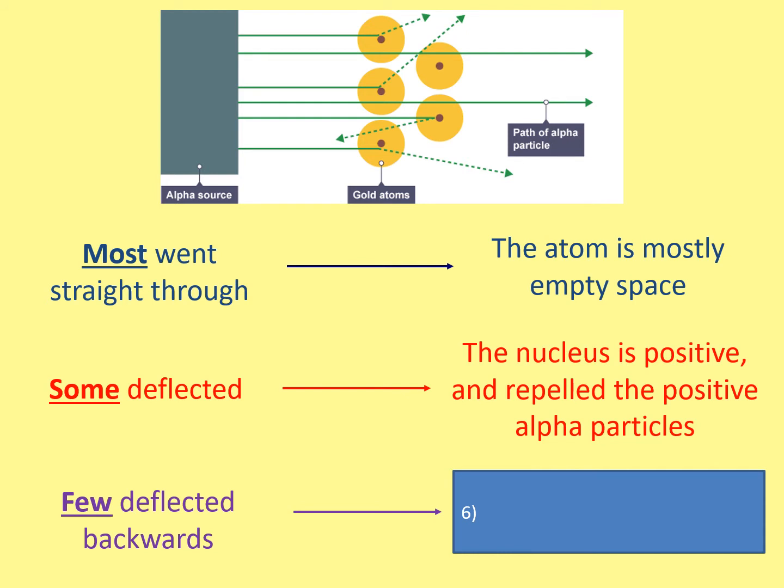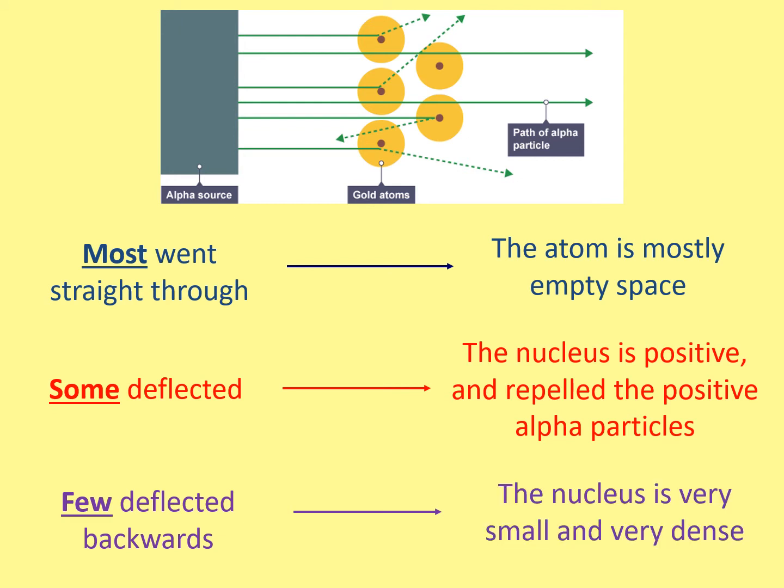If some of them deflected, it means the nucleus is positive and repelled the positive alpha particles. So the nucleus is positive, the alpha particle is positive, and it repelled, which made them deflect. Interestingly, they didn't actually touch. It's not like they were hitting and bouncing off. They were getting close, repelling, and then moving away.